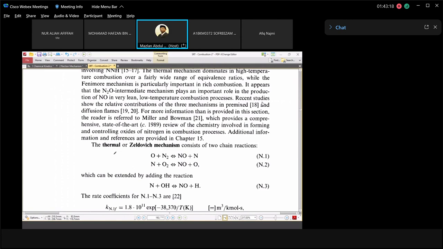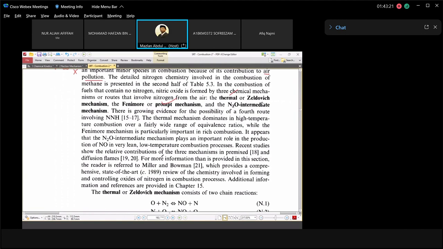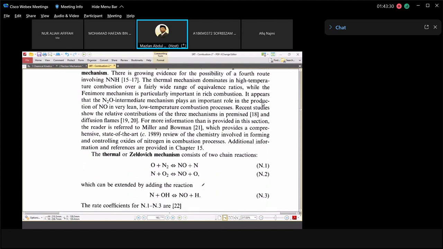Thermal means temperature, because of high temperature. As I mentioned, when you have combustion at high temperature, beyond 1300 or 1400, this N2 will dissociate, become single atoms, unstable, and then join with other species to produce NO. The thermal or Zeldovich mechanism consists of two chain reactions: O plus N2 producing NO plus N. See here, this N is a single atom, a radical that is unstable and also combines with other things, for example oxygen, to produce NO and a single atom O, which can be extended by adding the reaction with hydroxyl.